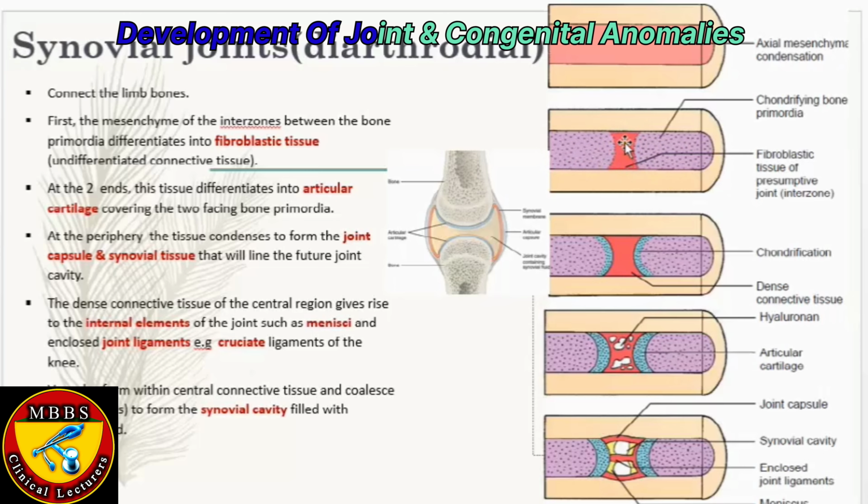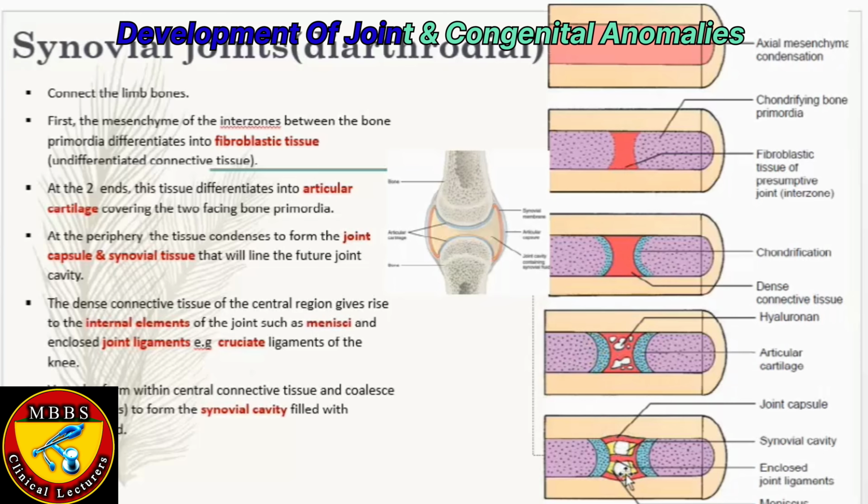In the interzone area, there will be no cartilage formation, and the mesenchymal cells will form fibroblastic tissue, which is nothing but undifferentiated connective tissue. Now, the area of the interzone, which is immediately in contact with the bony ends, will differentiate into articular cartilage.